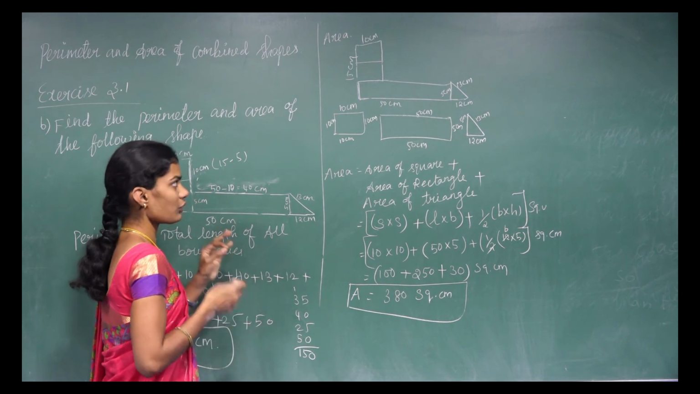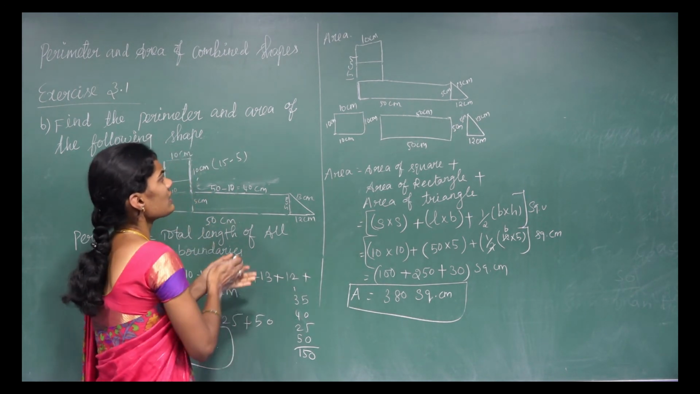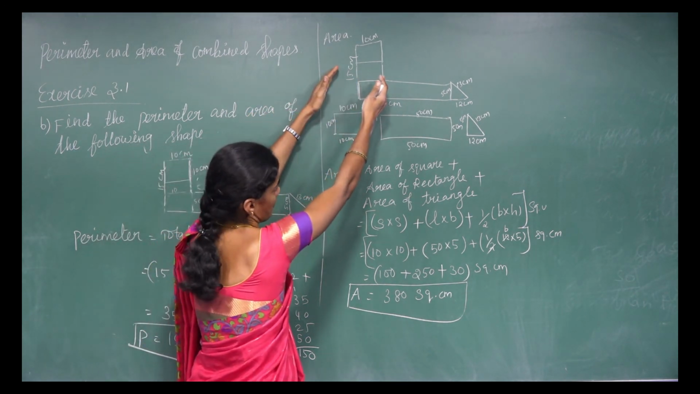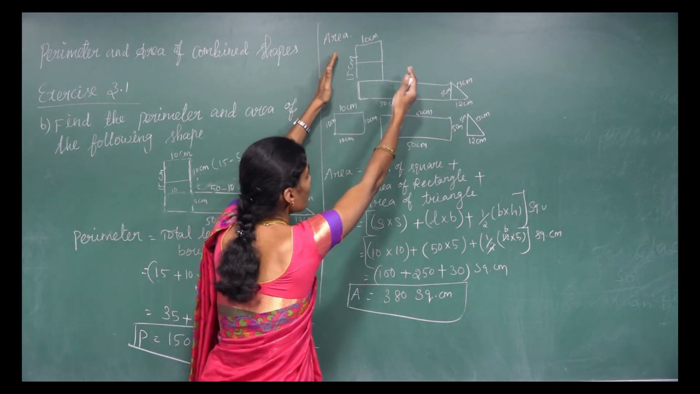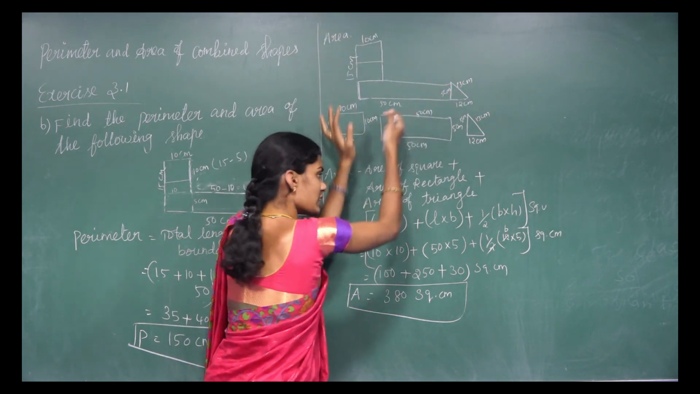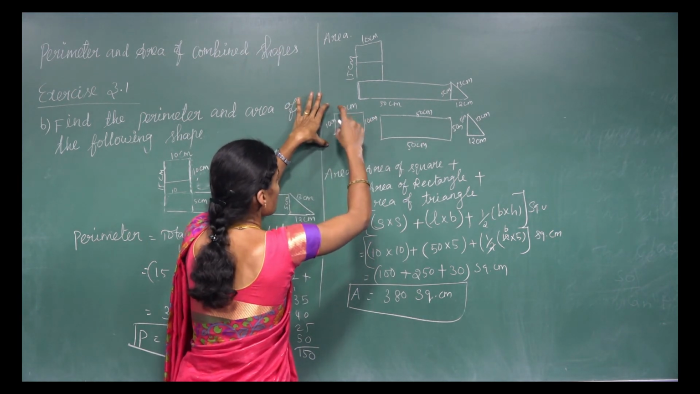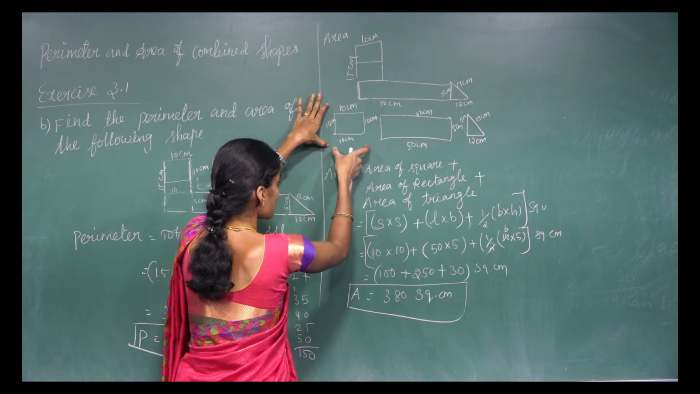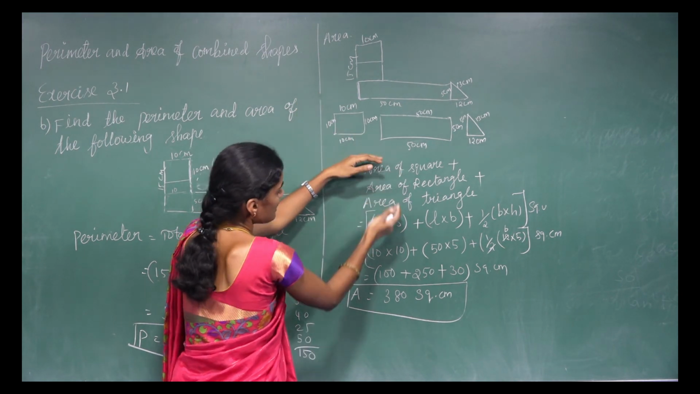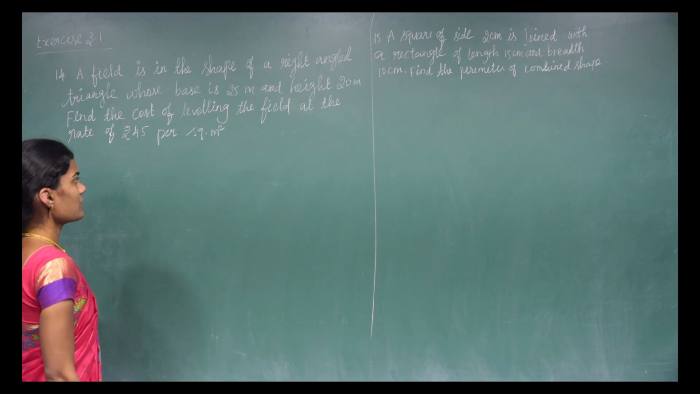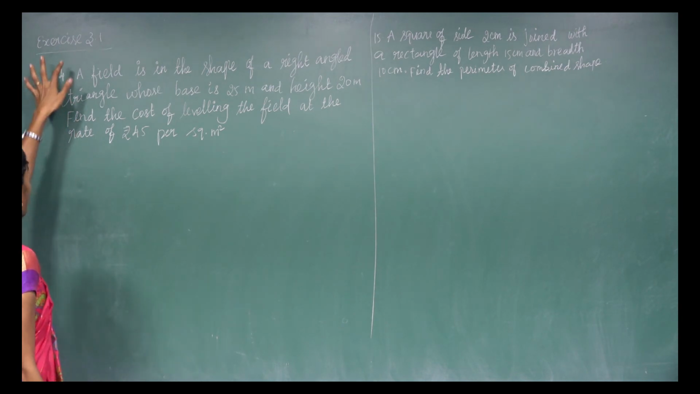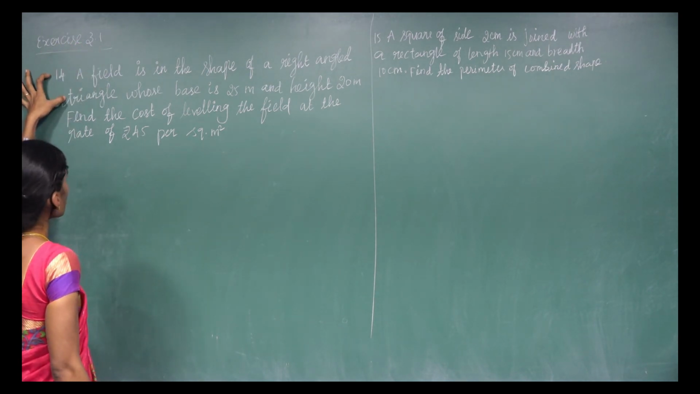Don't worry about this. Just divide the shapes. You want to form the closed shape in any shapes. Just form the shapes and measure the ranges, then easily find out the value. Now see the next problem. See the exercise 3.1, the 14th problem.